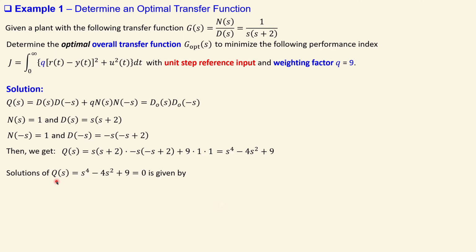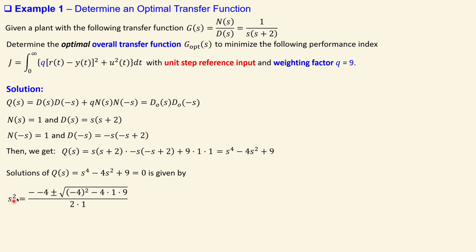Now the solution of Q equal to s to the power of 4 minus 4 s squared plus 9 as 0 is given by this. So you get a fourth order polynomial equated to 0, and we need to use the quadratic formula actually, but remembering that this is a fourth order system, so you will have 4 solutions.